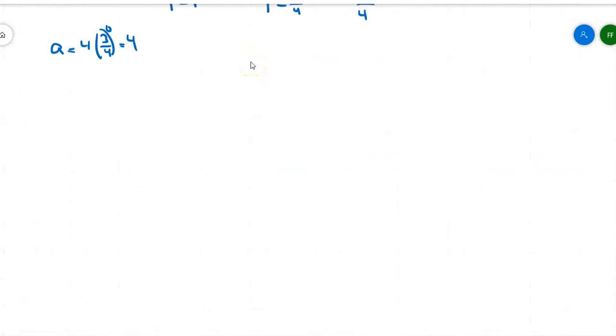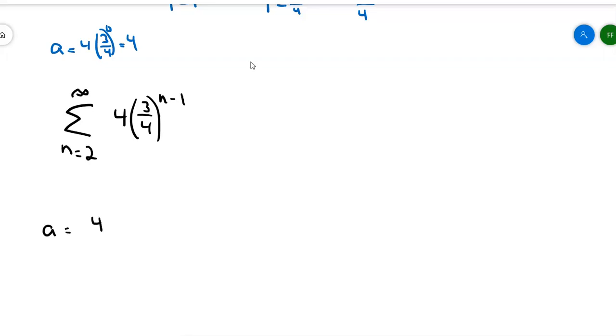All right, let's try another one. Identical problem, except this time we'll start with n equals 2 and go to infinity of, again, 4 times 3/4 to the n minus 1. So in this case, my first term is going to be 4 times 3/4, right? Because if I put a 2 in for n, 2 minus 1 is 1. So 4 times 3/4 to the first power is 3.